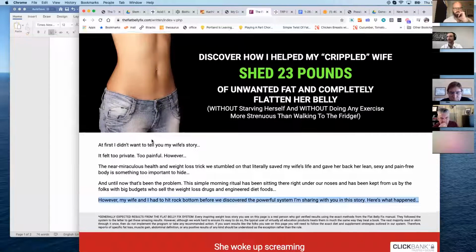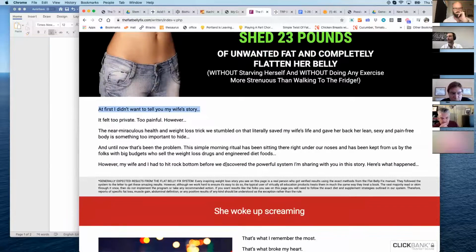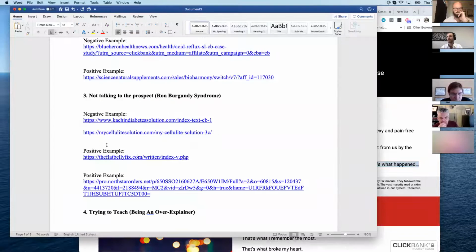So yeah, the page is kind of wide. It could be my screen too, but do you guys notice the difference here? I didn't want to tell you my wife's story. I'm sharing the story with you, right?